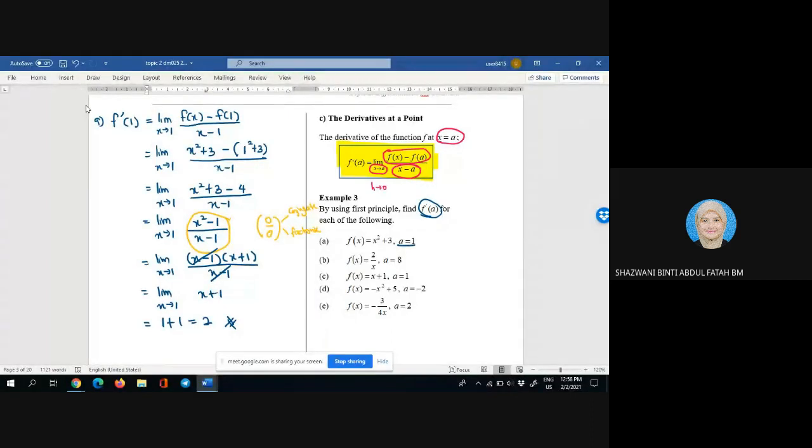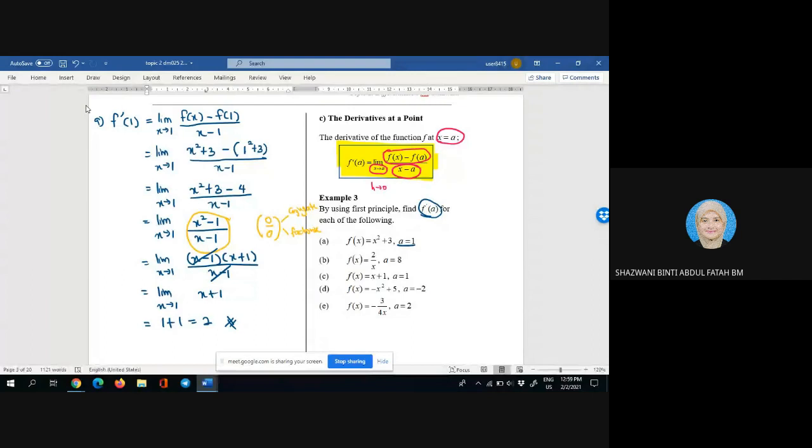Okay, so the difference between the derivative for general dengan derivative at a point ni, okay, the derivative at a point you mesti dapat nombor, mesti dapat nilai at a point. Sebab we know the value of x. But then for general derivative, contoh dia kata find the derivative by using first principle, yang itu general. Kebiasaannya we will get in terms of x.